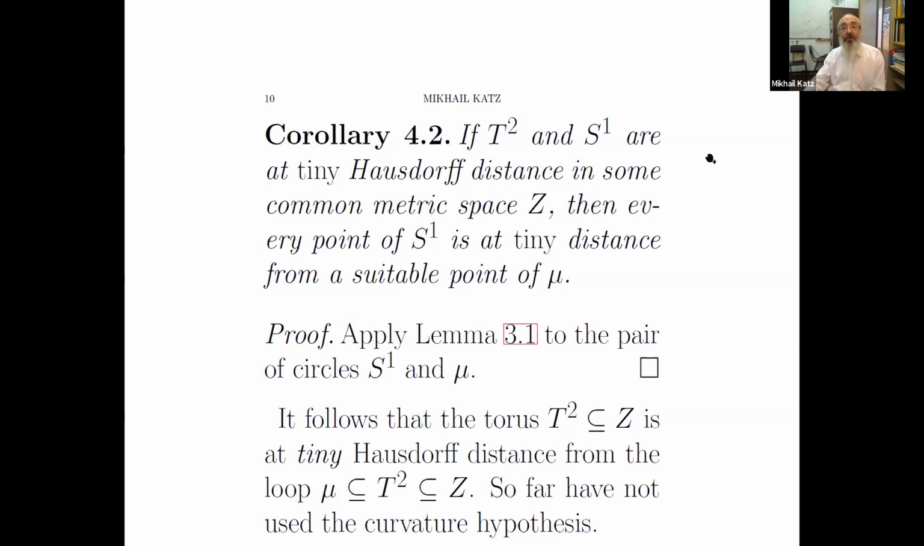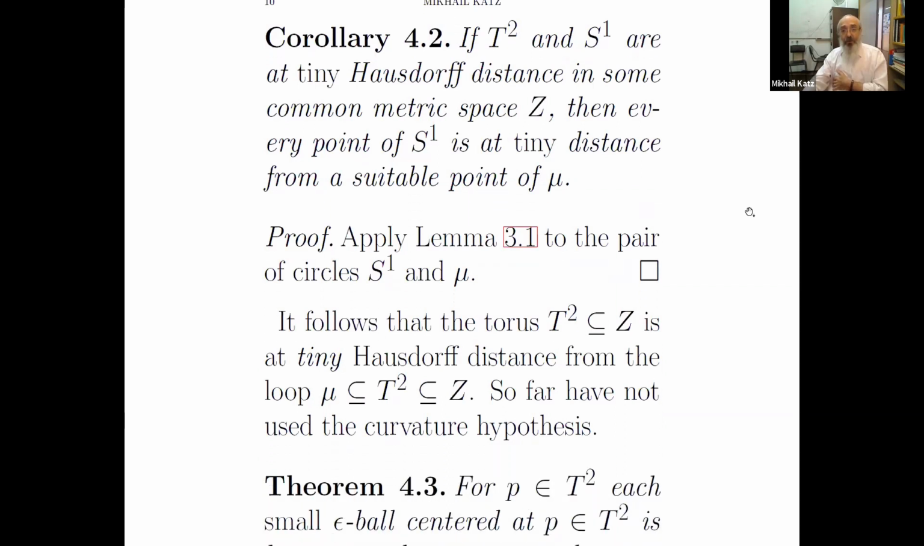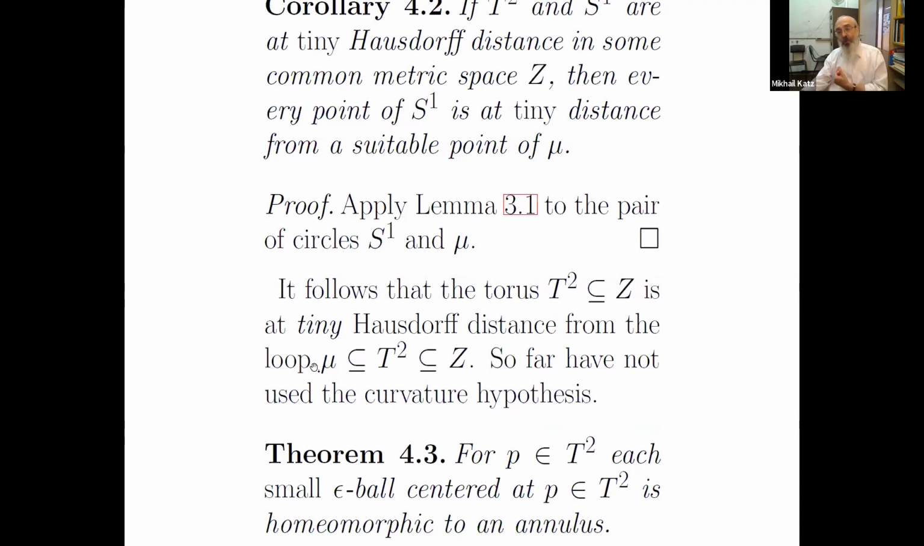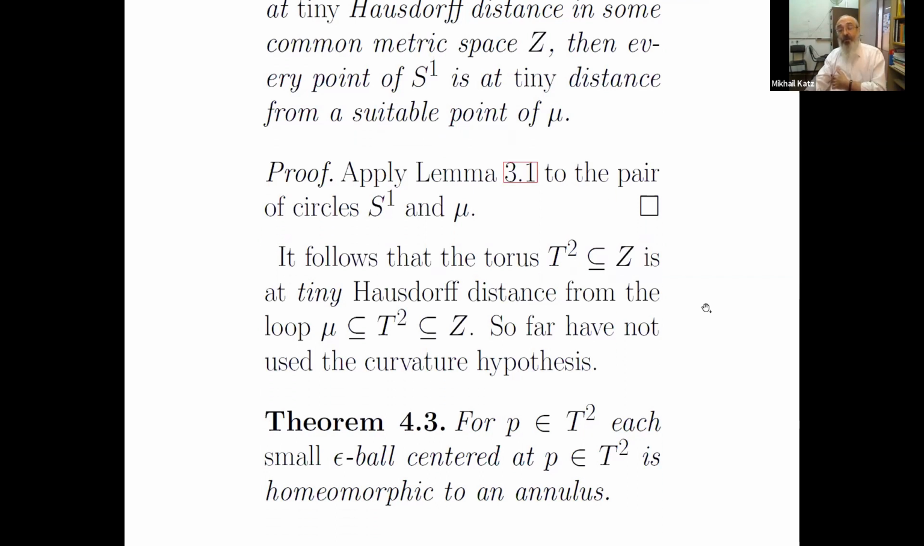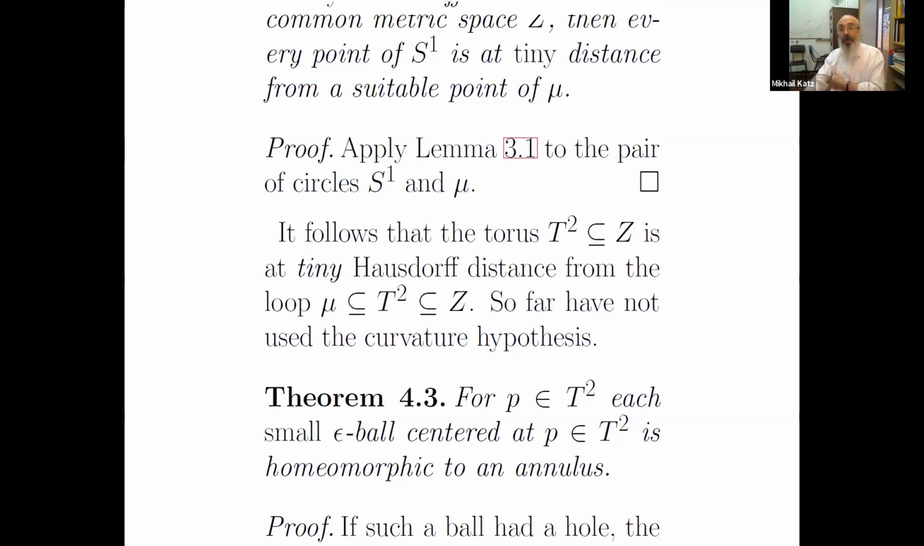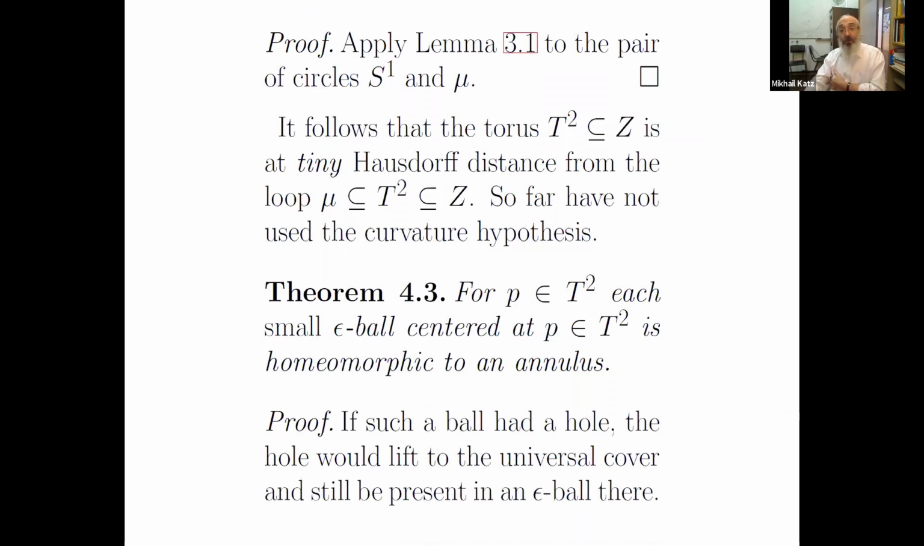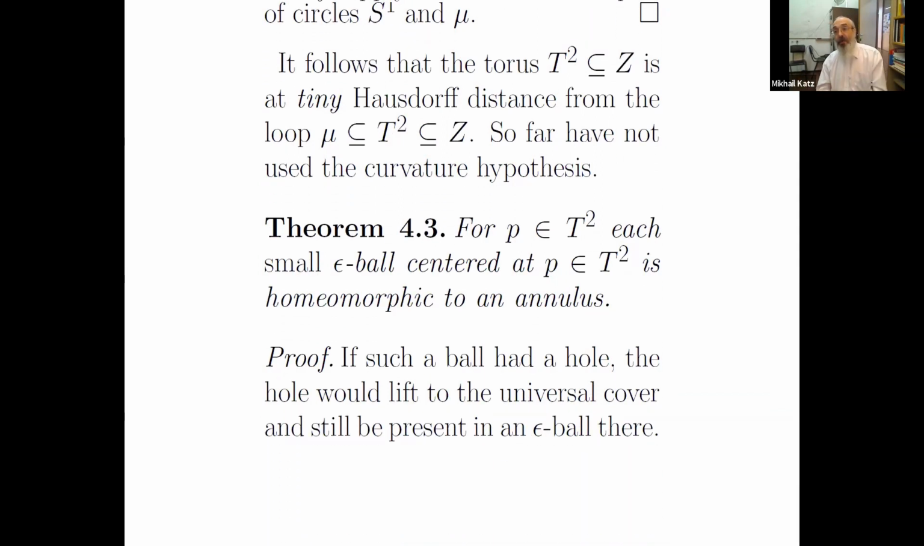Now as a corollary, we see that if the torus and the circle are a tiny Hausdorff distance apart in this common metric space Z, then every point of the circle is a tiny distance from a suitable point of the closed geodesic mu. This is just an application of the lemma to the pair of circles S1 and mu. So everything here is a tiny Hausdorff distance: mu, sigma, and the torus T2. It follows that the torus is a tiny Hausdorff distance from the loop mu, and that's important to know, which we didn't know in advance. By the way, so far we haven't really used the curvature hypothesis. The non-trivial geometry of the Alexandrov space collapse is something that comes up in the proof of the next theorem. From now on, we're going to start using the non-trivial geometry of a Hausdorff collapse.